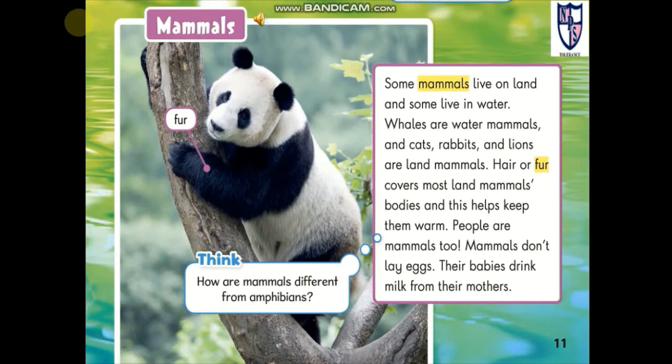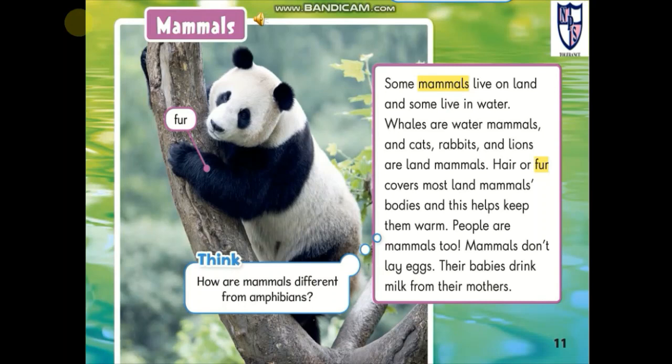Mammals also live on water or inland. Whale is a water mammal and cats, lions and rabbits are mammals that live on land. Mammals have hair or fur on their body. They don't lay eggs. People are also mammals. If an animal drinks milk when it is a baby and has hair on its body, it belongs to the mammal group. How are mammals different from amphibians?